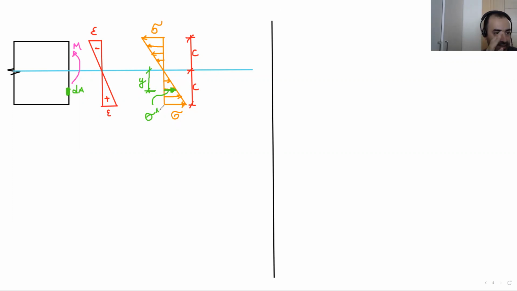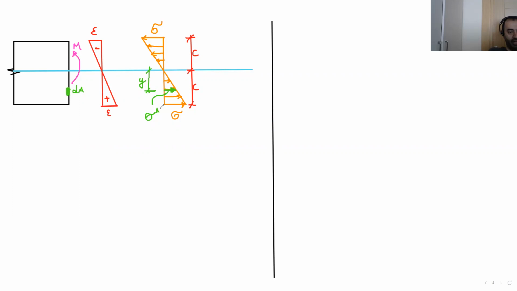We know the stress distribution. We know the strain distribution. At the top, we have shorter fibers, as you can see, epsilon negative. At the bottom, we have longer fibers, and epsilon positive. So if I mark an area on this structural member, the small area is dA. I'd like to find the force at this point to calculate the moment on the section.